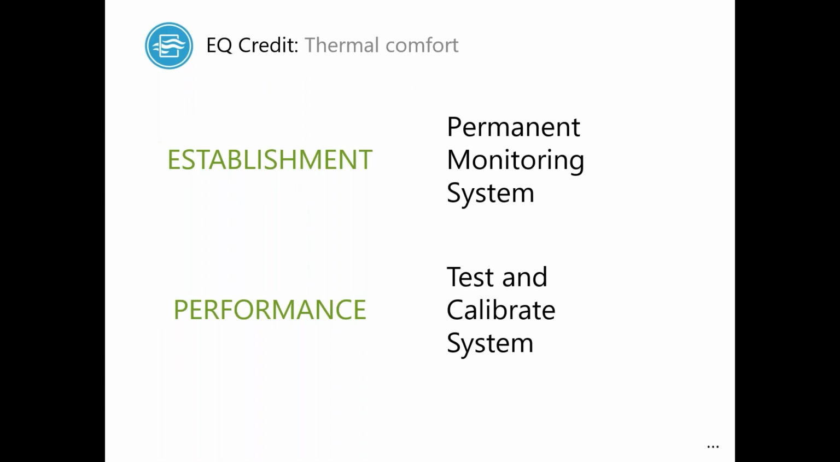So the establishment for this credit is that we need to have a permanent monitoring system in the building. And if you need a new system, if your building doesn't have one, or you're updating it, you want to install and complete the upgrade before your performance period begins. So you want to have that system already in place before your performance period starts. And then once the performance period starts, you're basically going to prove that the monitoring system is functional.